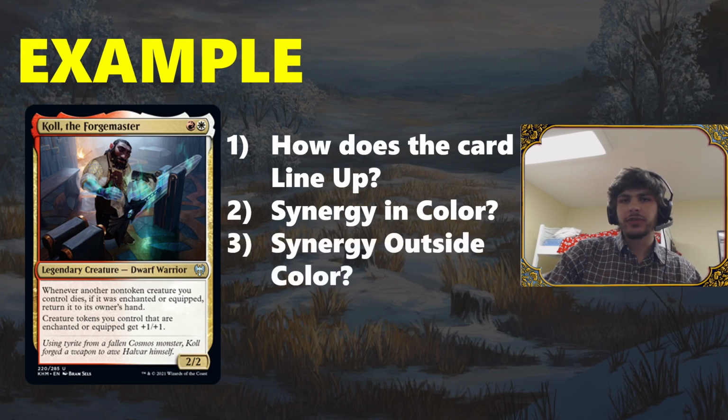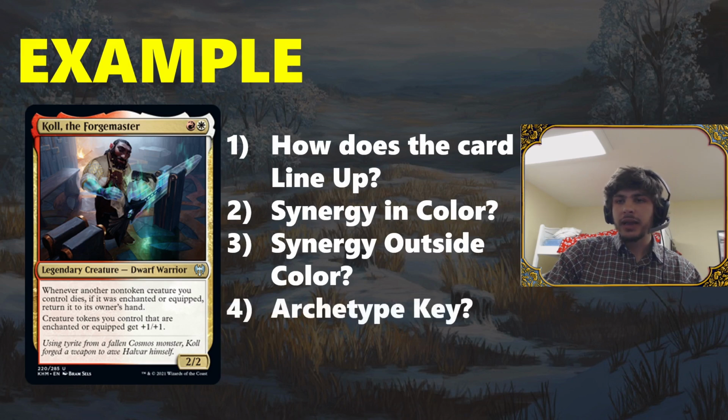This is really not a factor for Cull, the Forge Master, because it's just not going to be played outside of its color, because it's not really particularly splashable, but it is more applicable to the 1/3 that we looked at earlier. And next up, is it an archetype key?